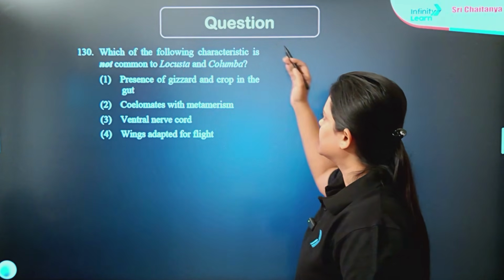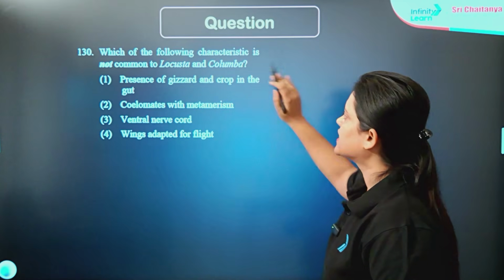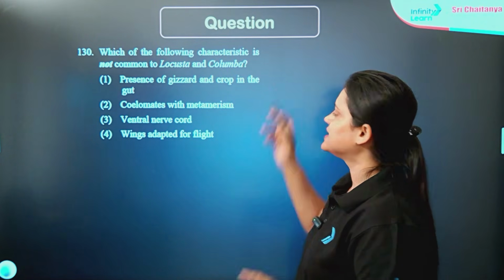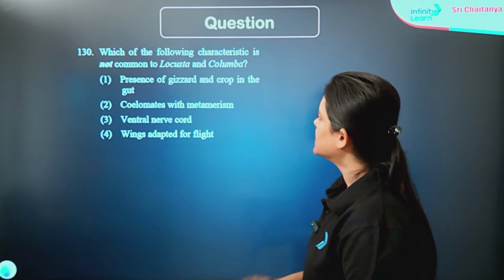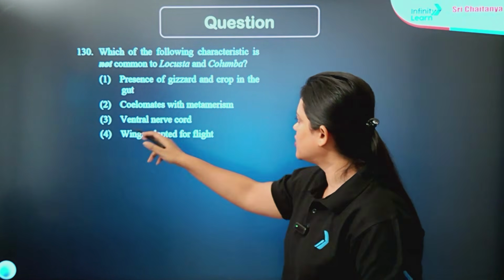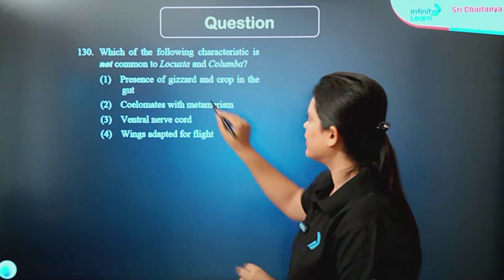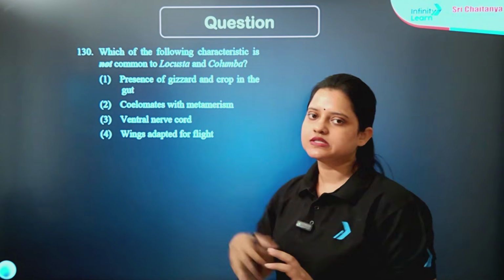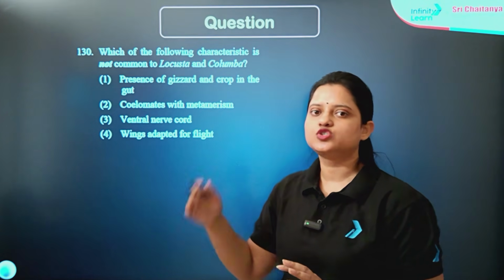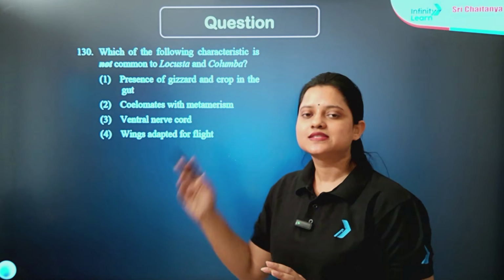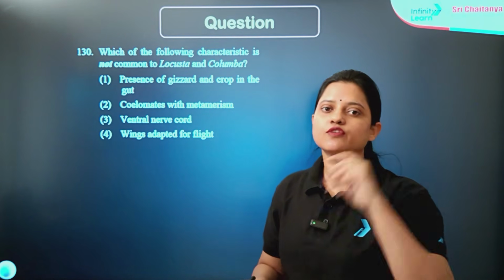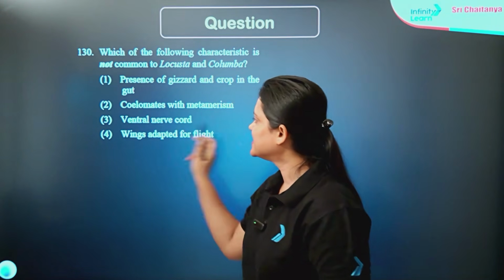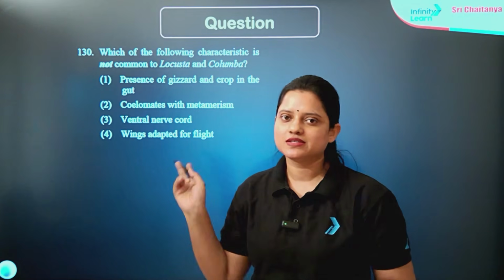Which of the following characteristics is not common to Locusta and Columba? Locusta, arthropoda, gregarious pest. Columba is pigeon, aves. So presence of gizzard and crop in the gut, coelomate with metamerism, ventral nerve cord. So Locusta is non-chordata, and Columba is chordata. So in chordata there is dorsal single hollow nerve cord. In case of non-chordata, it is ventral solid double nerve cord. So that is not common in both. So answer here will be 3.